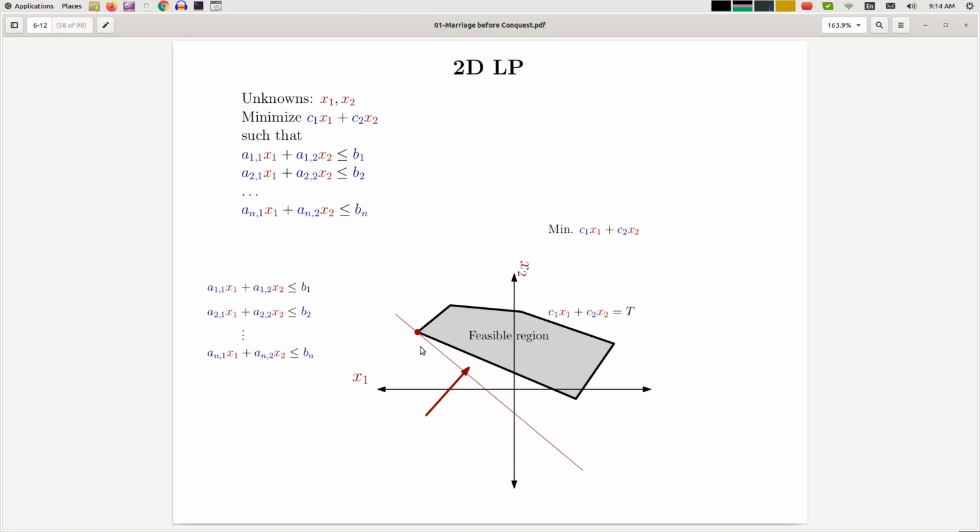So now we have an understanding of what constraints mean. The constraints give us the feasible region, and the objective function gives us the direction. And the vertex of the feasible region we want to find is the first vertex of the feasible region hit by a line moving along that direction.